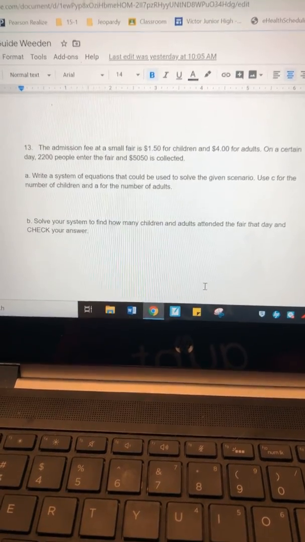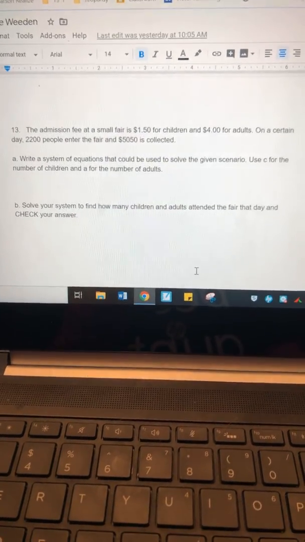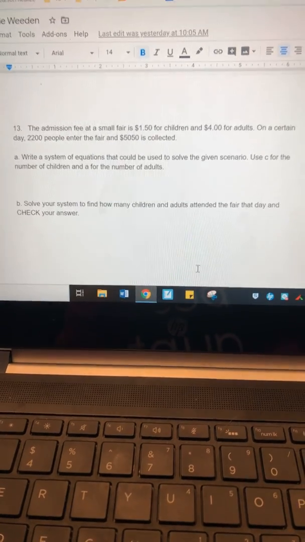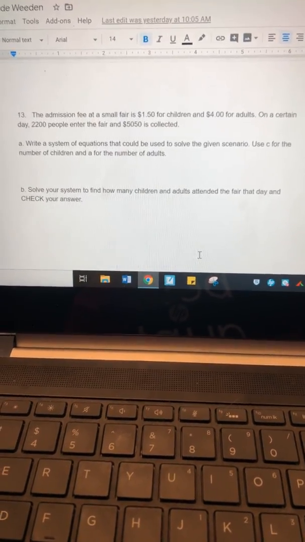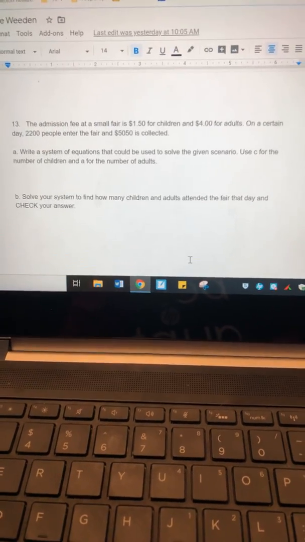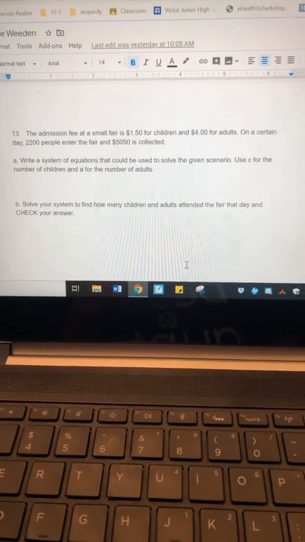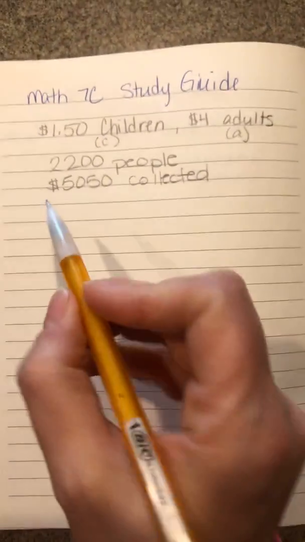Okay, everyone, this is number 13 from our study guide for Math 7C. So you'll want to refer to that or just pause your screen so that you can read this, okay? So what I did is I just took some notes of the key information, and I'm going to use this to write my two equations.